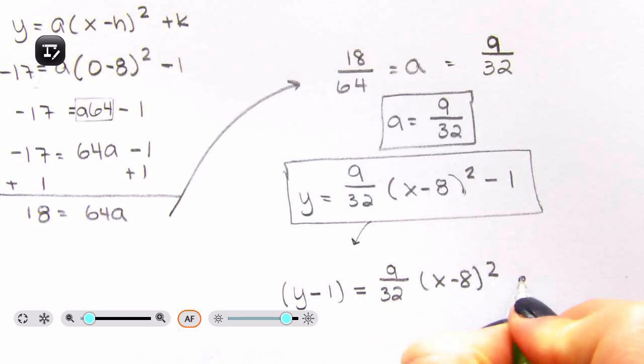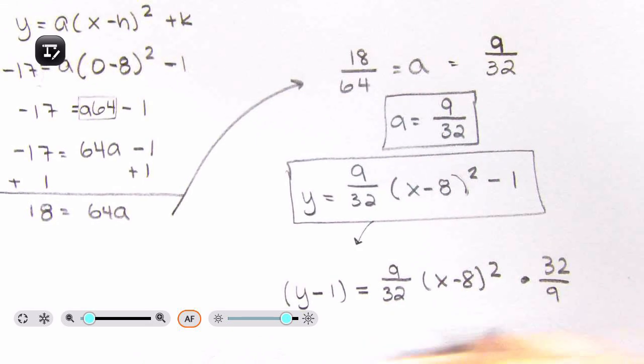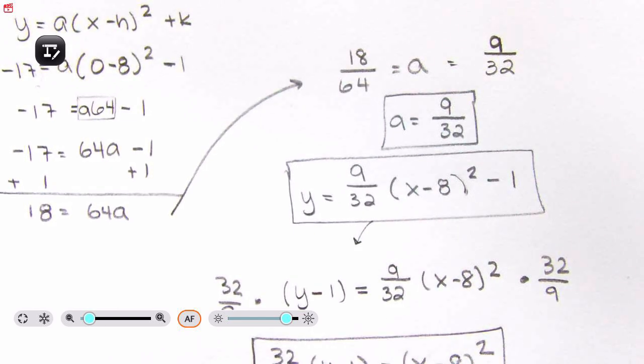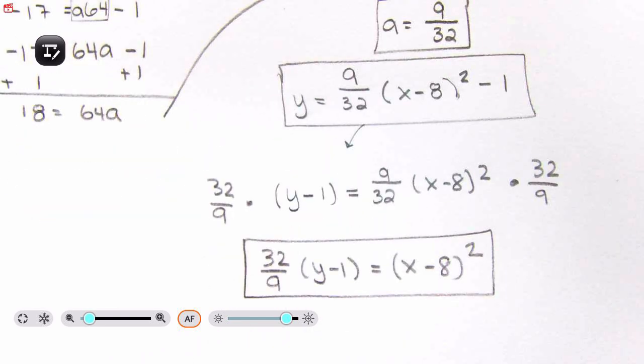I'm going to multiply both sides by the reciprocal. So I have 32/9 times y minus 1 is equal to 8 minus 8 squared. Now, if you go back to the beginning of the video, you're going to notice that typically the squares are on the left-hand side. It doesn't matter. It's an equation. Both sides are equal. So you can have the squared on the right-hand side. You can have the squared on the left-hand side. It just matters what it is attached to.